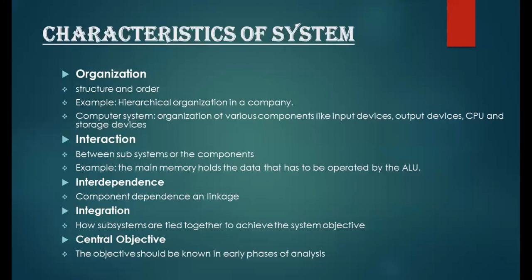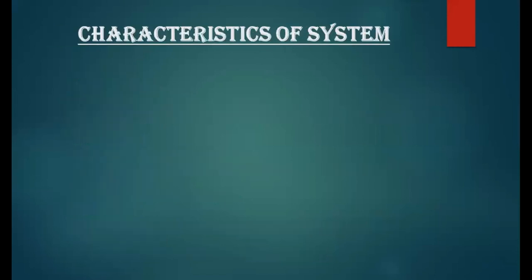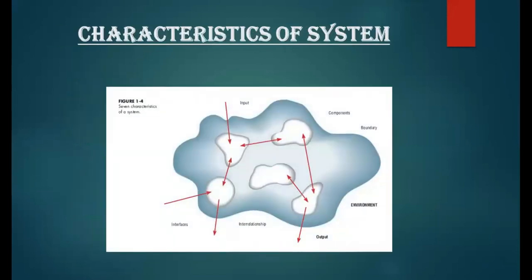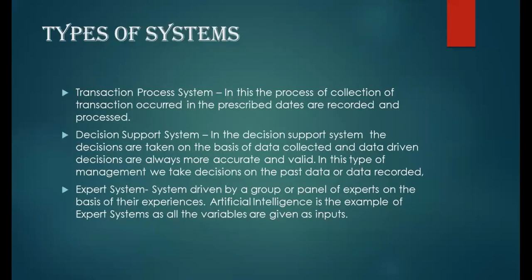The central objective of the system is decided at the early phases of analysis. When we design the system, we actually decide the objective of that system. Only then do we do the designing of the system, so that proper analysis can be made on the data and the information. Now this is a layout of the characteristics of a system. Then we have types of systems.